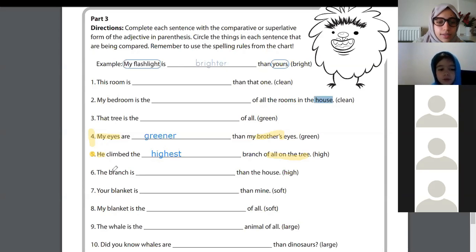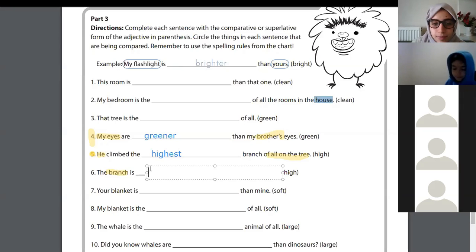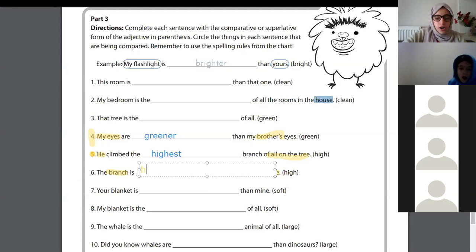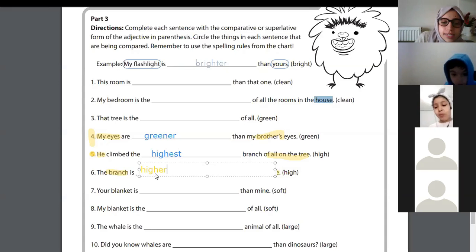So I'm comparing between a branch and the house. I'm comparing between 2 things. So does that mean I need to add ER or EST? If I'm comparing between only two, I have to add ER. ER. Well done, Hawra.